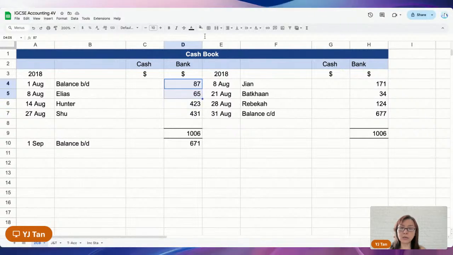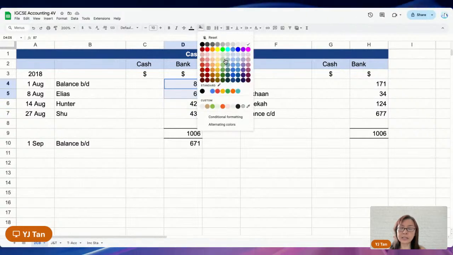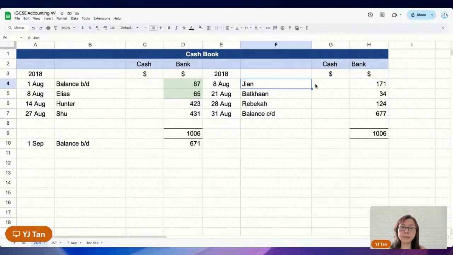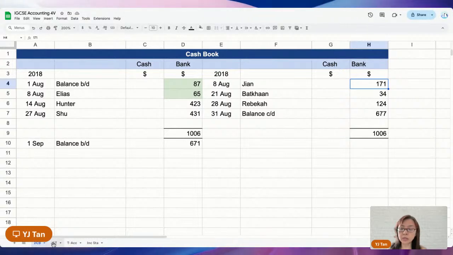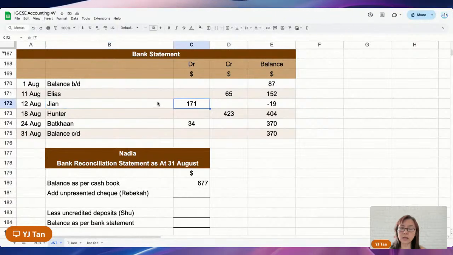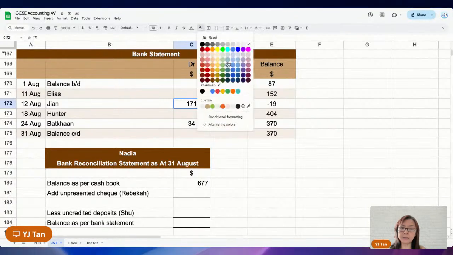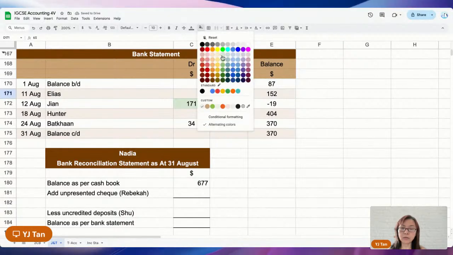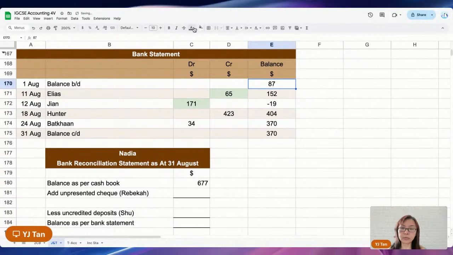Allow me to put one color so that in the exam you can mark it as a tick, so you know this one is correct. After that, we have another transaction, which is Jan, paying out with a check of 171. Let's have a look whether we have this particular transaction. Yes, there is. So this one is also green. This one is green also, which is correct, and this is green also. All these transactions are correct.